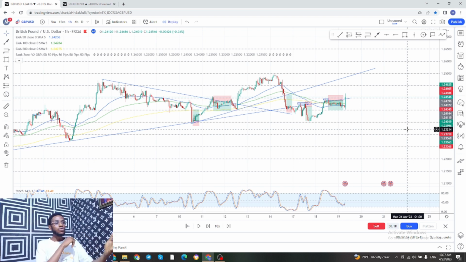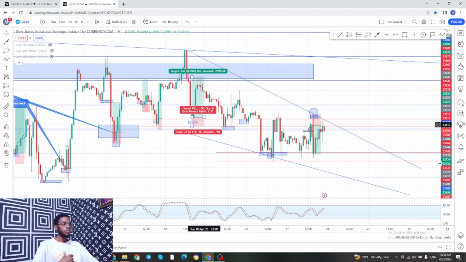instruction. Go to the indicators, type in bank zone, choose the first one, bank zone V2, then you put in the differentials if you want, like 50 pips or 100 pips. I have bank zones on my US 30. Let me just show you guys. I use bank zones on my US 30.